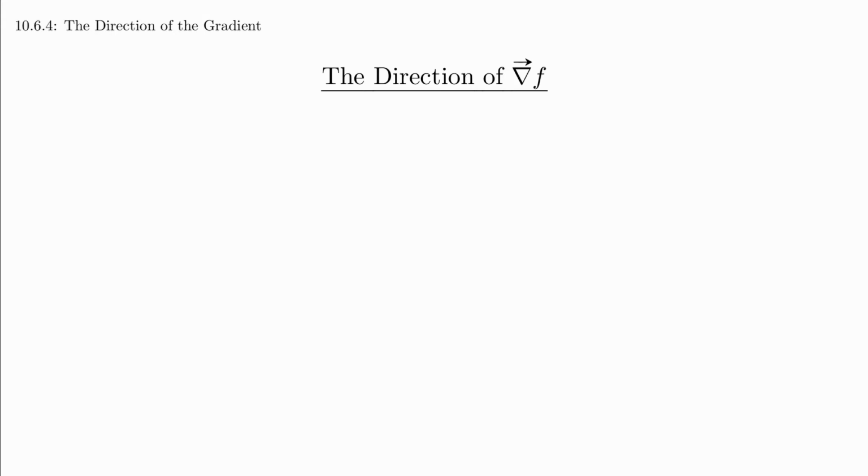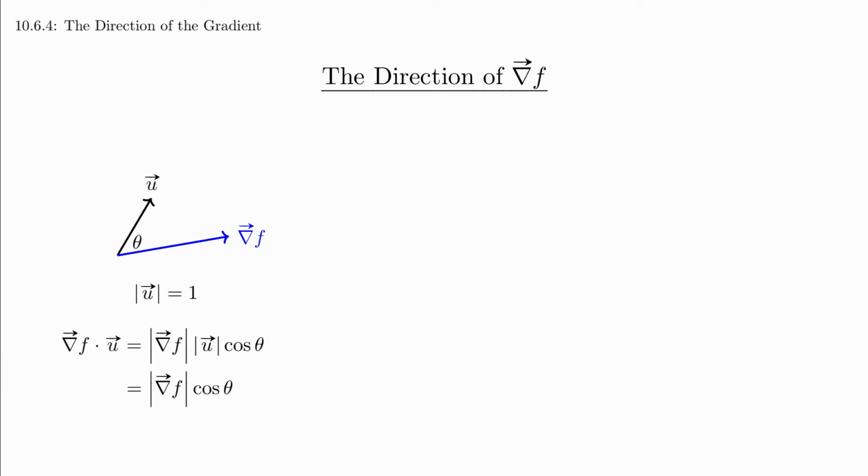We arrived at our formula for the directional derivative by thinking about the algebraic formulation of the dot product. But since we're trying to understand the geometry of the gradient, it makes sense for us to think about this dot product using a geometric formula. Remember that u is a unit vector, so its length is 1. The angle theta is the angle between the gradient and the unit vector. By substituting this information into the geometric formula for the dot product, we get this result.